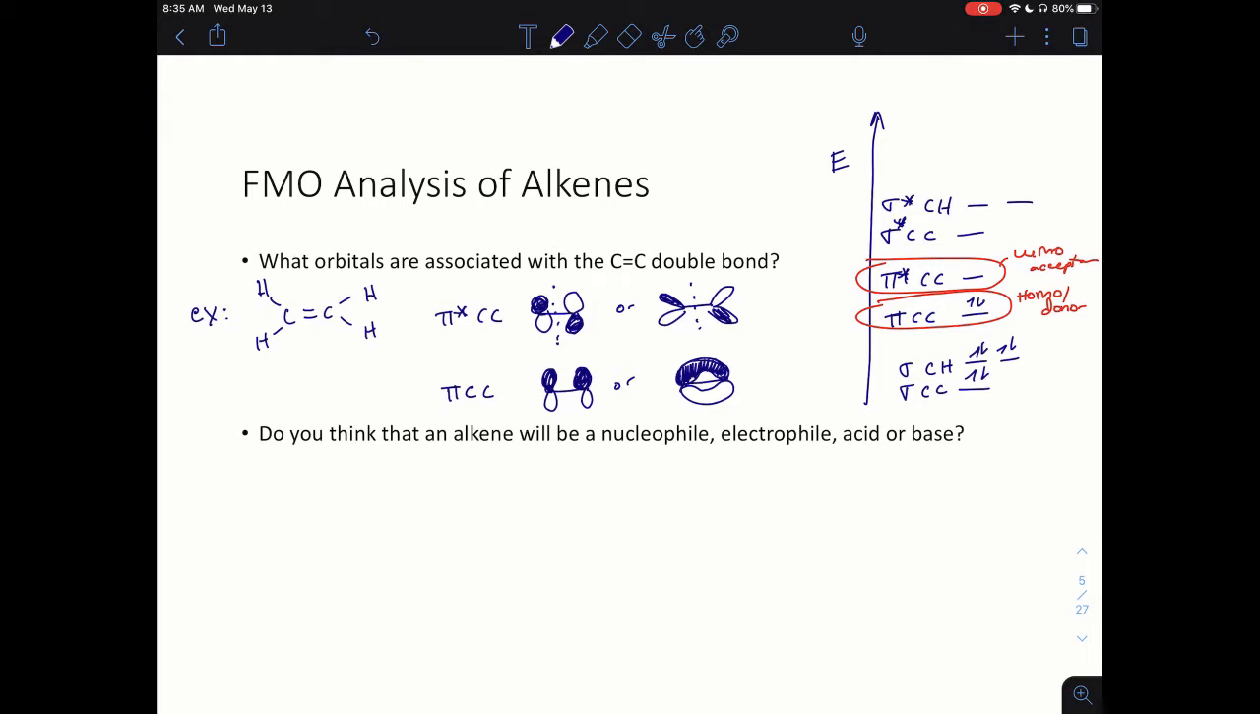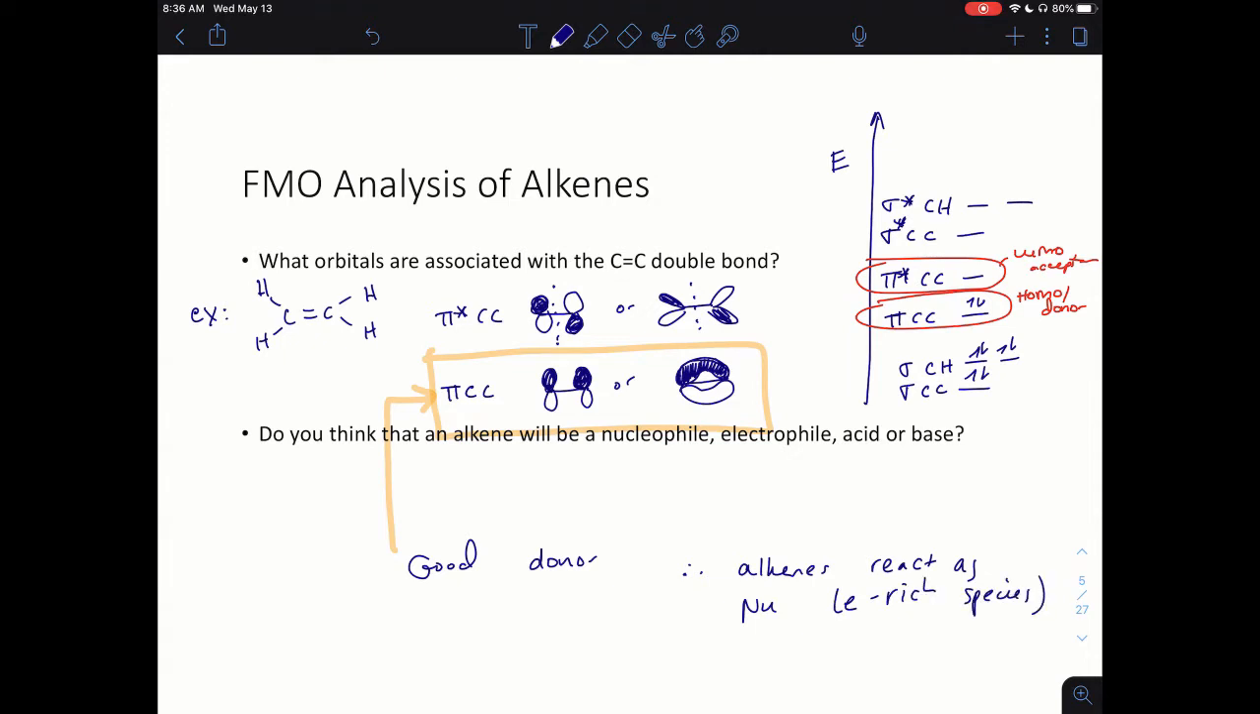To summarize, the significant orbitals for an alkene, for a double bond, are pi and pi star. Pi is the possible donor orbital, the highest energy filled pair of electrons, and pi star represents the lowest energy empty orbital, which may accept electrons, but for now we're unaware of how or if it does that. But we are aware, we've said several times, that pi CC, this pi orbital, is a good donor. And so we predict that alkenes will react as nucleophiles, as electron-rich species, same thing, and they donate the pi electrons.